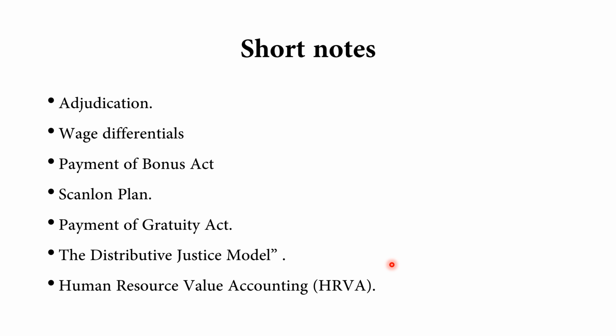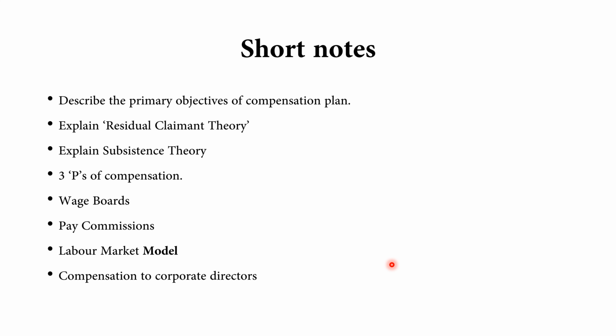Okay, and lastly we have the short notes. So we have adjudication, wage differential, payment of wage bonus act, scalon plan, payment of gratuity act, distributed justice model, human resource value accounting. These are the first set of short notes. And along with that, describe the primary objectives of compensation plan, explain residual claimant theory, subsistence theory, 3 P's of compensation, wage board, pay commission, labor market model, and compensation to corporate directors.